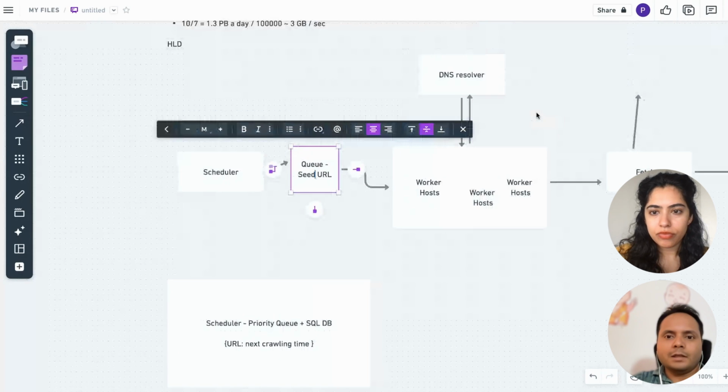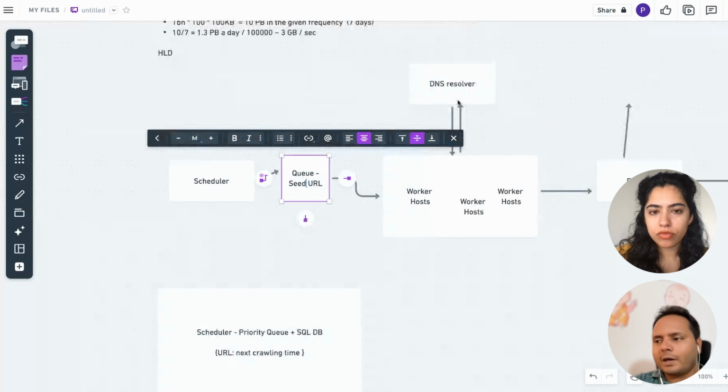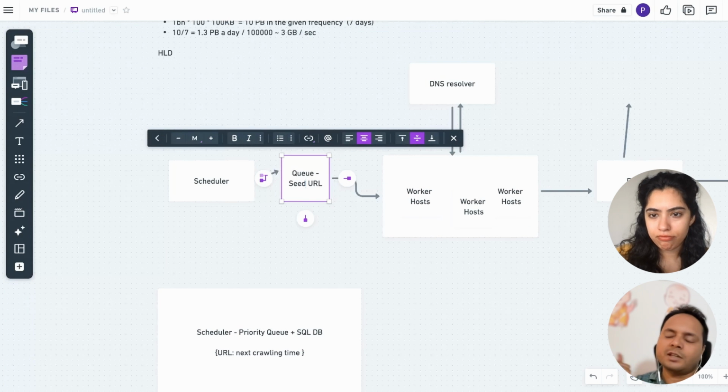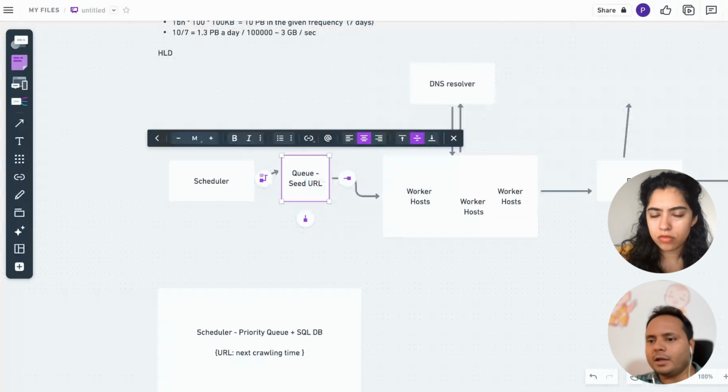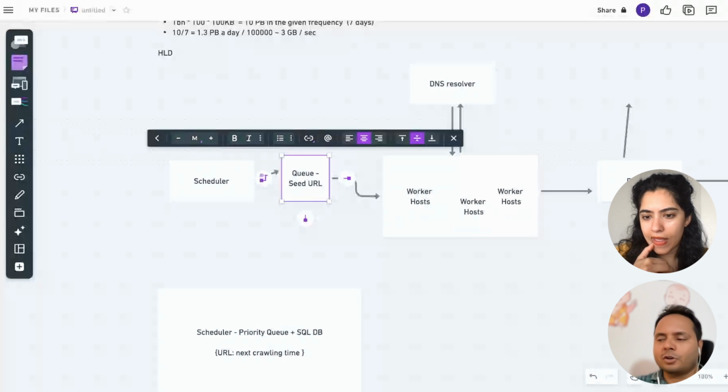Cool. Then I will quickly talk about the DNS resolver. I think there's nothing much to talk about it. We discussed it already. It will simply take the URL and give you the list of the IP addresses which are serving the URL. Essentially, the worker hosts are responsible for taking the list of IP addresses, and they ultimately act as an interface, a kind of gateway between the queue or the scheduler component and the fetcher component, where they just have to pass on the IP addresses to the fetcher component.